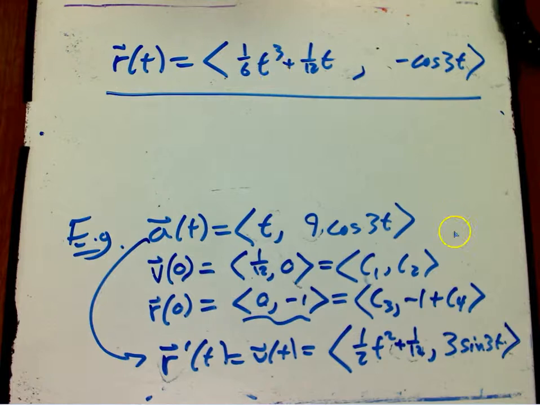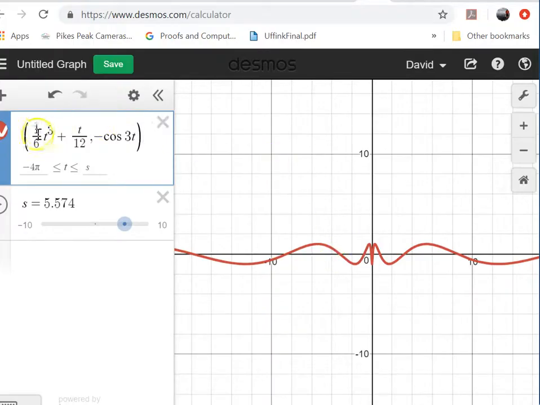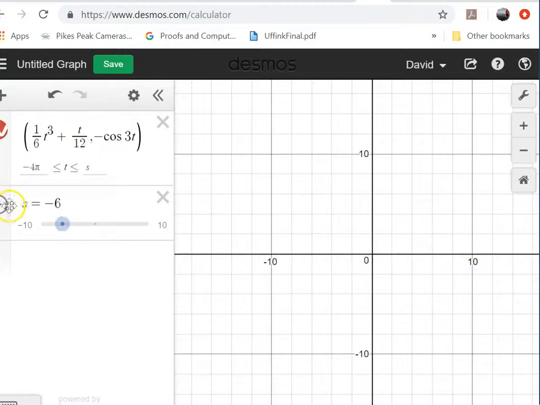This is a moderately complicated one, so I'm going to use Desmos because that produces some pretty nice pictures. Okay, so there's our function, 1/6 t cubed plus t over 12 minus cosine 3t. And one nice thing we just discovered literally today on Desmos is you can make a slider for the upper limit of the t limits, or probably the lower limit as well, of your function, and that allows you to animate tracing out the curve. So you can think of the head of the path here as the particle moving in time, and then it's just leaving a trace as it goes.